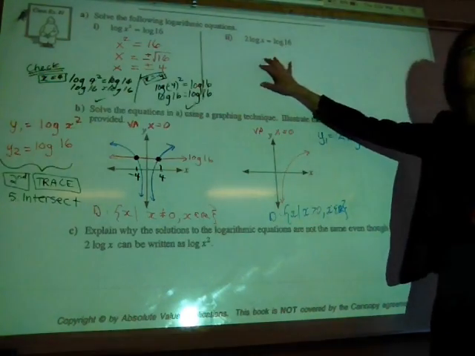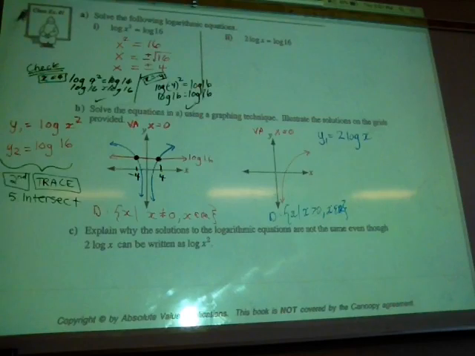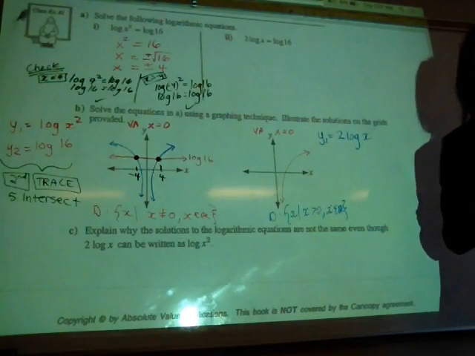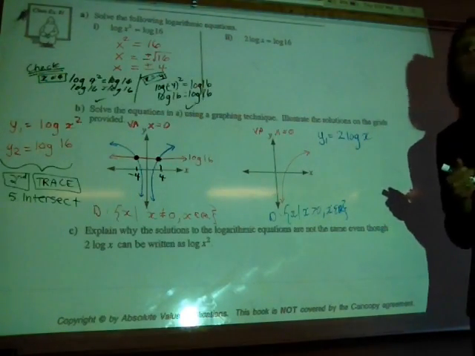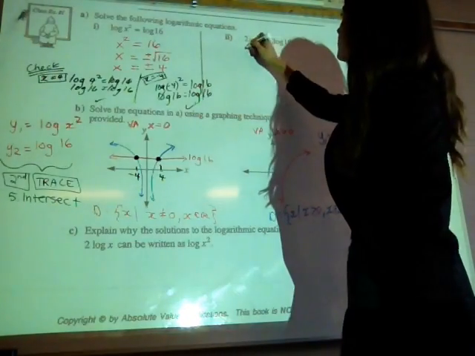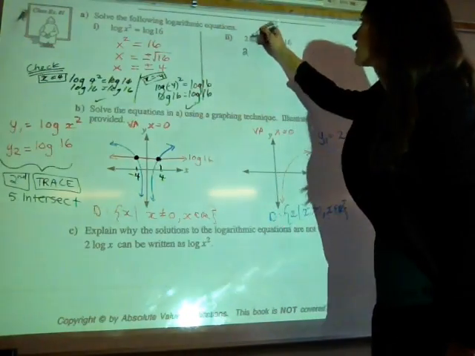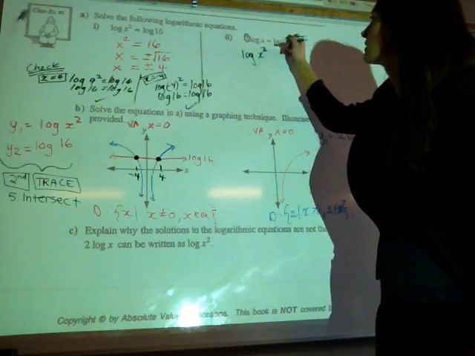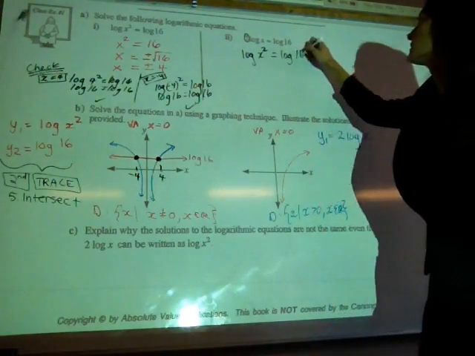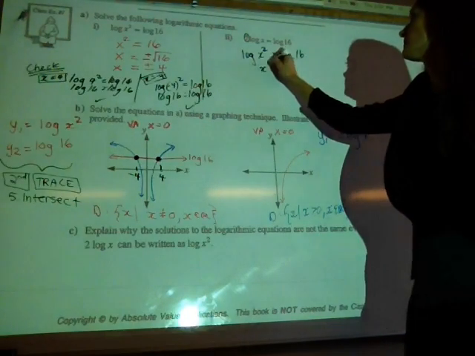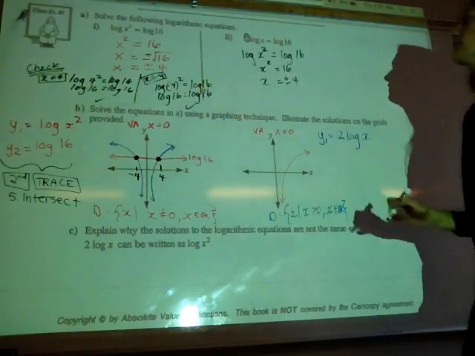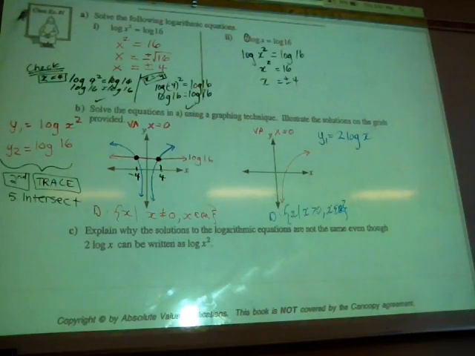Now let's go on to the second example. 2 logarithm x equals log 16. So pretty much we can solve this the exact same way using the power law. Okay, the 2 out front can be moved as an exponent using the power law. And then we can set them equal to each other. And the answer is, again, positive negative 4. The only difference is how we verify.